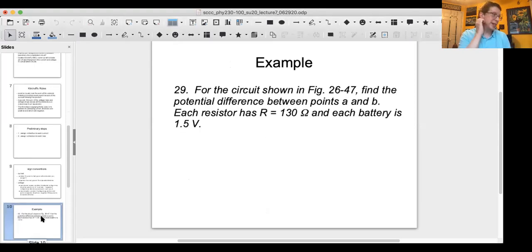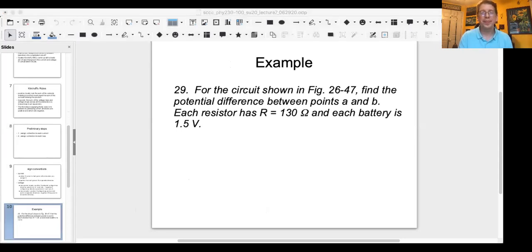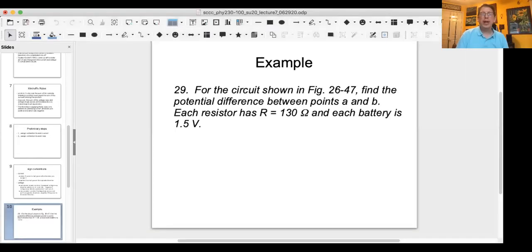Okay, so let's get to an example. I need the textbook for this one. Hold on one second. Okay, so the problem says for the current shown in figure 26-47, find the potential difference between points A and B. The voltages are 1.5 volts and each resistor has 130 ohms.